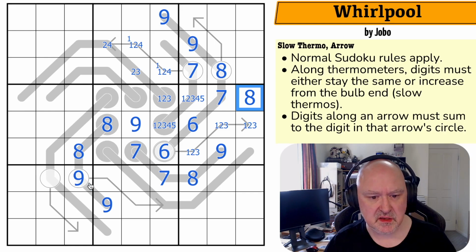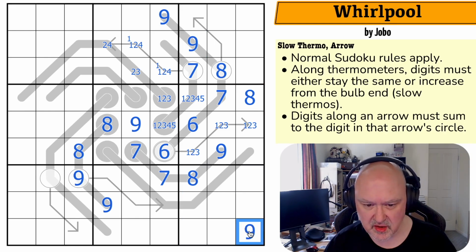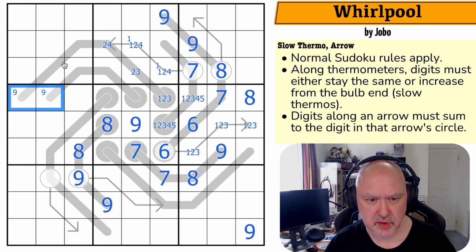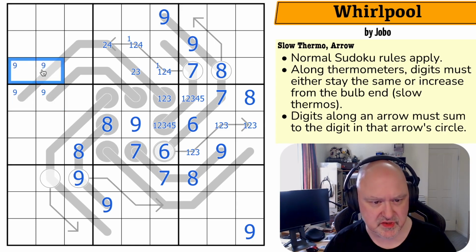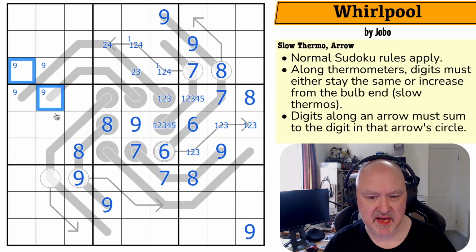Maybe. Yes. 9 is knocking 9 out of all of those, and those two 9s are knocking 9 out of those two. So this is a 9. Okay, 9 is in one of those two. By Sudoku, 9 is in one of those two. Actually, that works, doesn't it? What about 8?